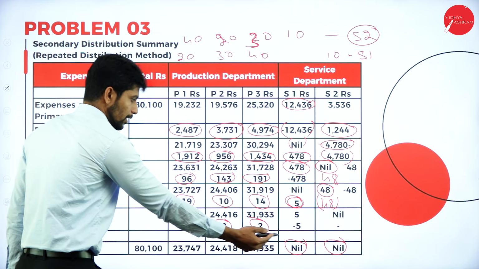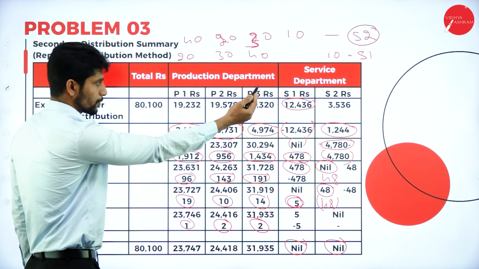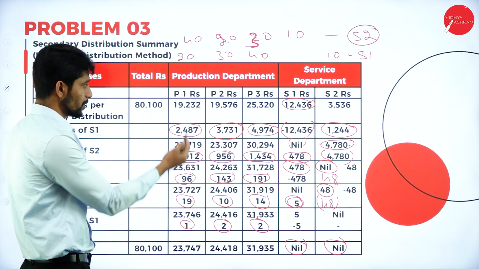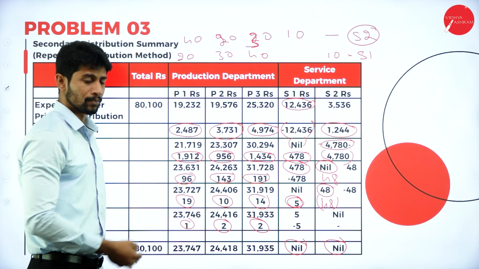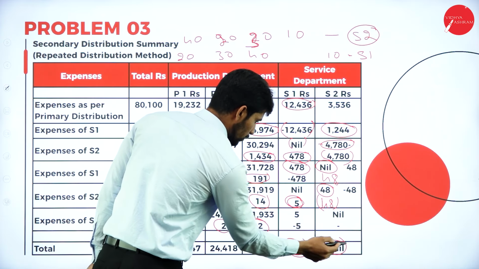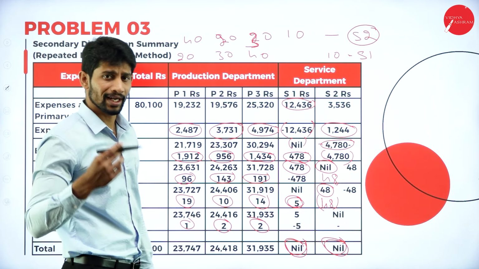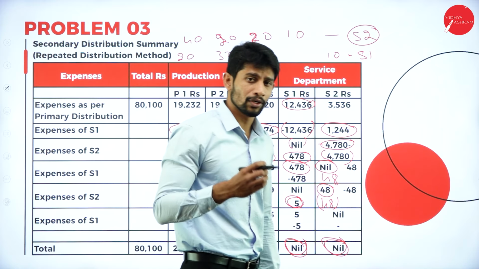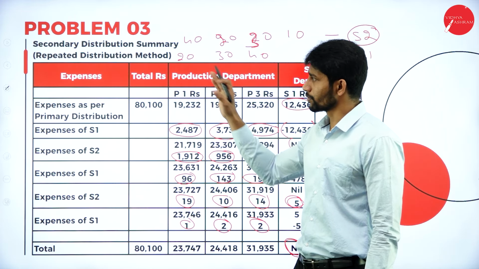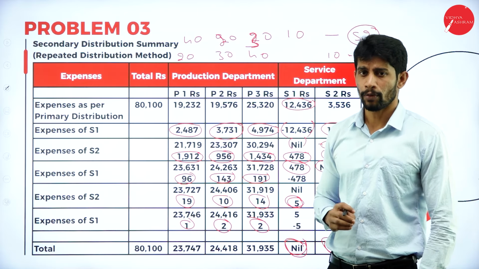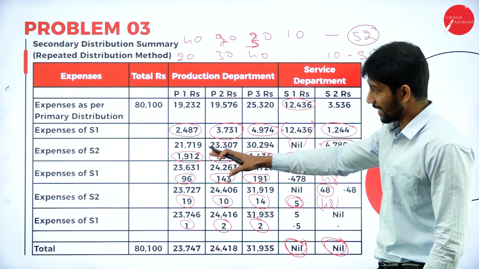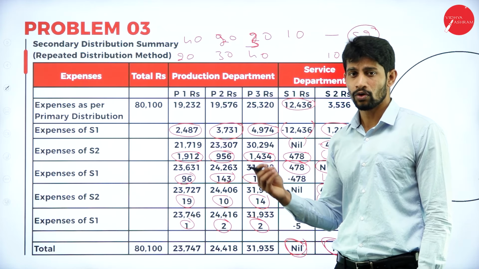So you distributed all the value with respect to service department 1 and service department 2 to the other departments, that is production departments 1, 2 and 3. So finally you are supposed to get nil with respect to service department 1 and 2. Then only you can assume that the solution to the secondary distribution is going to be a proper one. So this is how you are supposed to distribute with respect to secondary distribution under overheads.